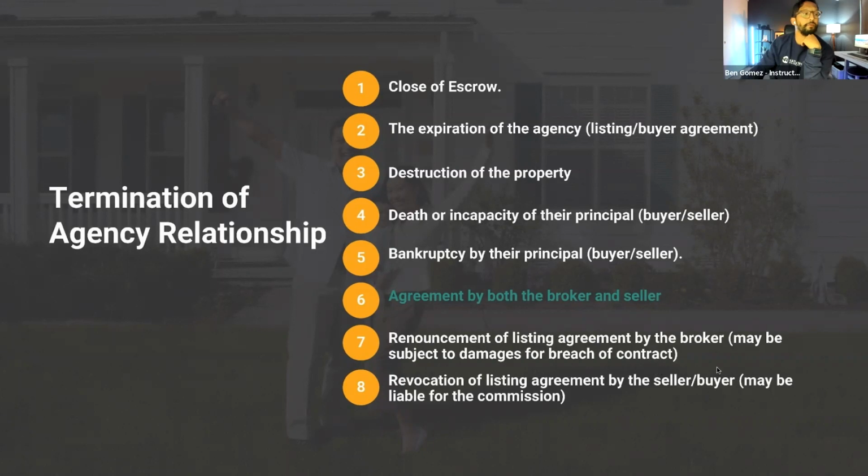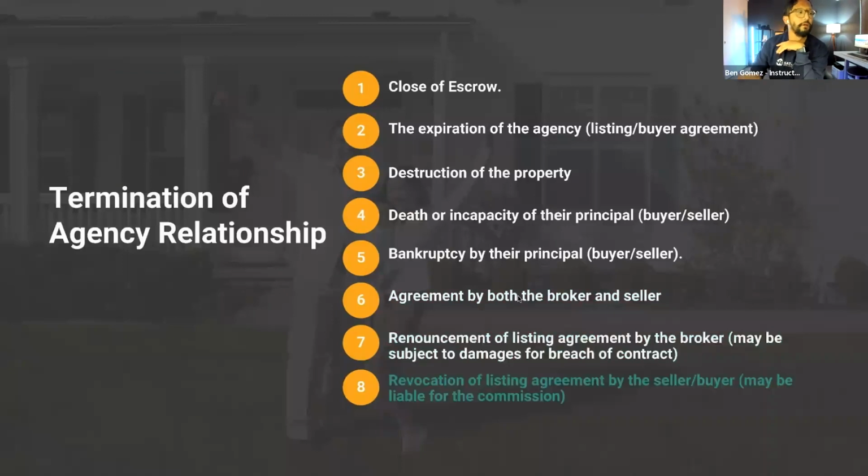Renouncement of listing by the broker. So maybe, Carla, I don't want to sell your place anymore. See ya. And revocation of the listing by the seller. This is if the seller wants to cancel the transaction. So these are different ways that the termination of an agency relationship could occur.